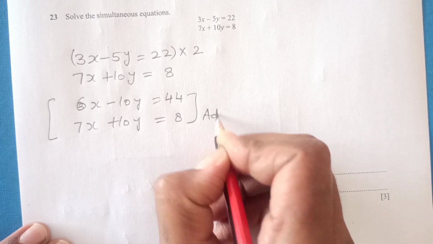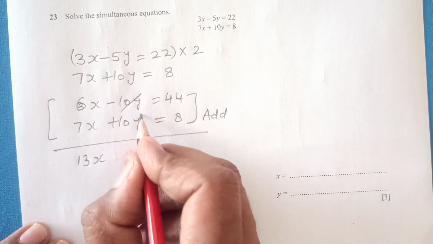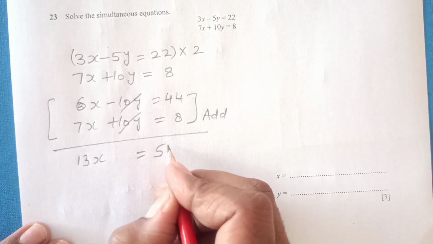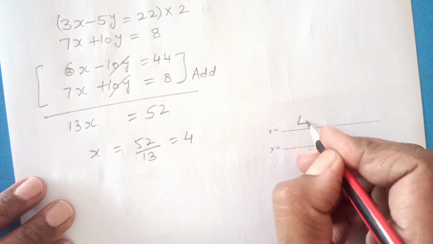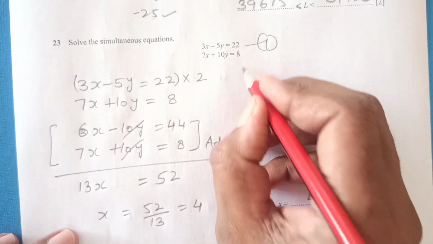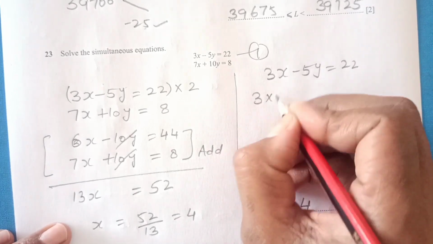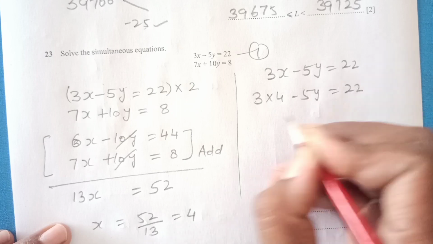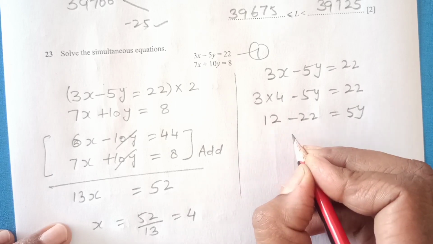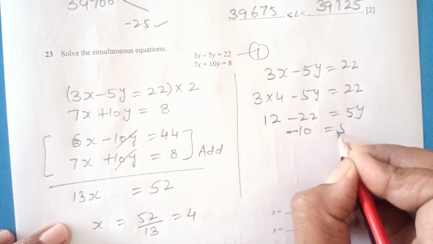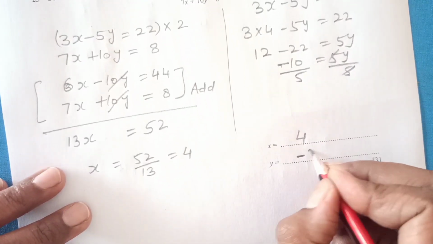Then we add these. When you add, 6 plus 7 is 13x, and the y terms will get cancelled. So 52. So x is 52 over 13, which is 4. So the value of x will be 4. Now for y, you can substitute in any of these equations. 3x minus 5y equals to 22. X is now 4, so this is 12 minus 22 equals to 5y. This is minus 10 equals to 5y, divide by 5. So y is now negative 2.